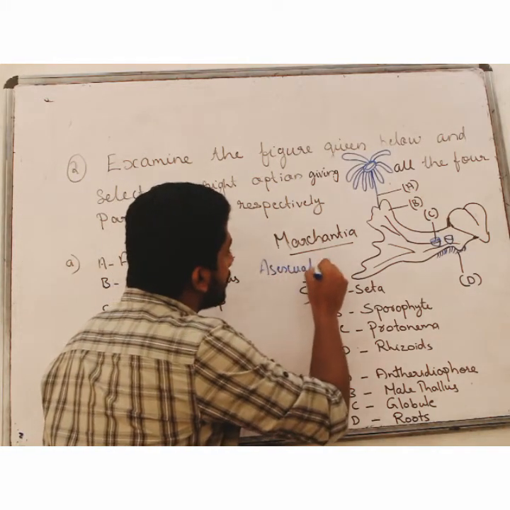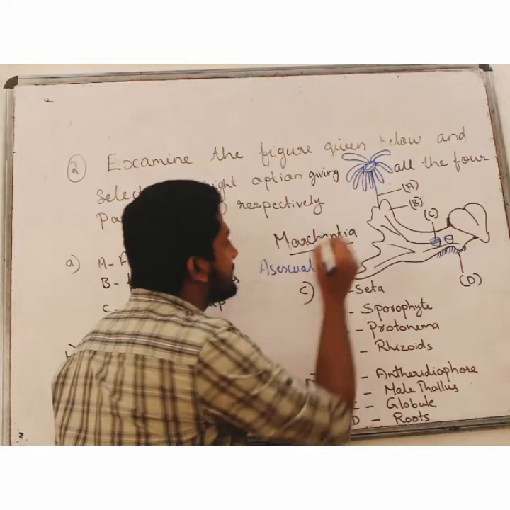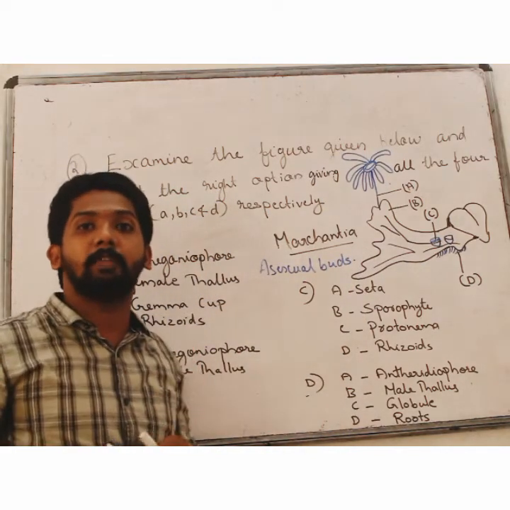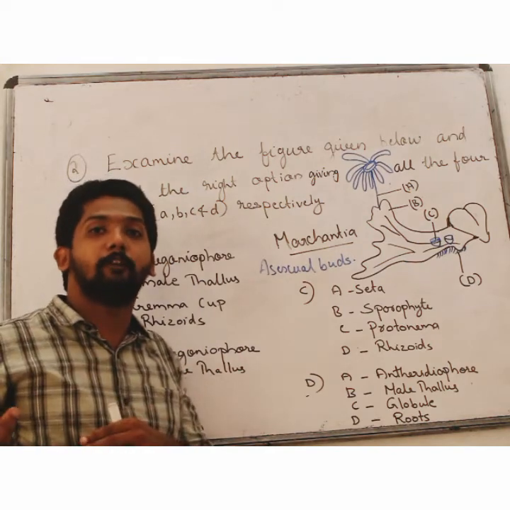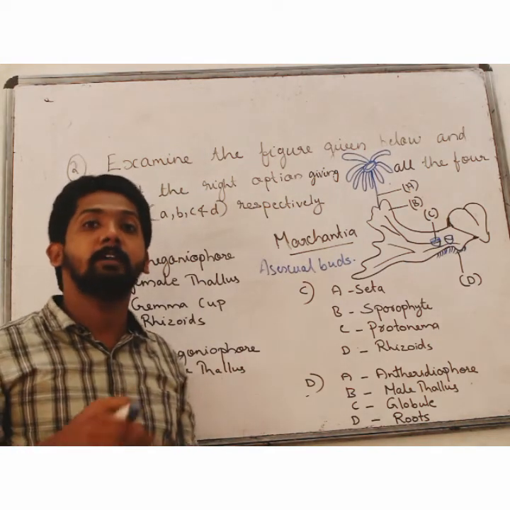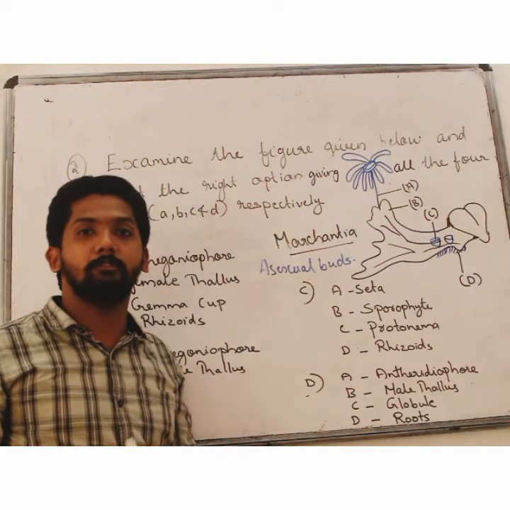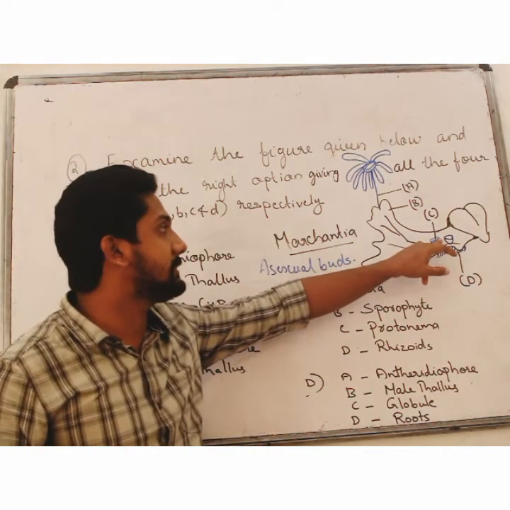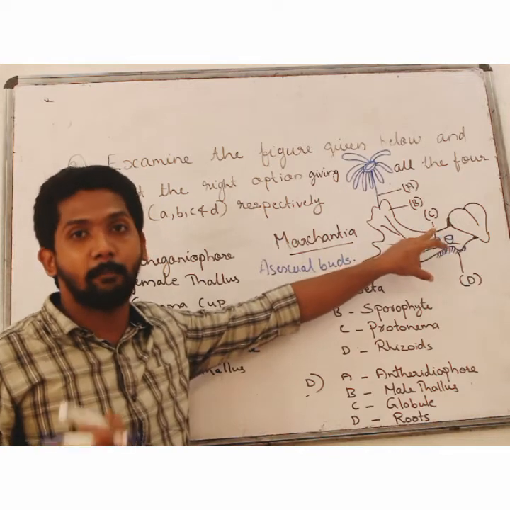Asexual buds called gemma or gemmae. These gemmae get detached from the thallus and will fall on soil or the substratum, and this will produce a new individual or a new thallus or the new plant body. So the portion labeled C is the gemma cup.